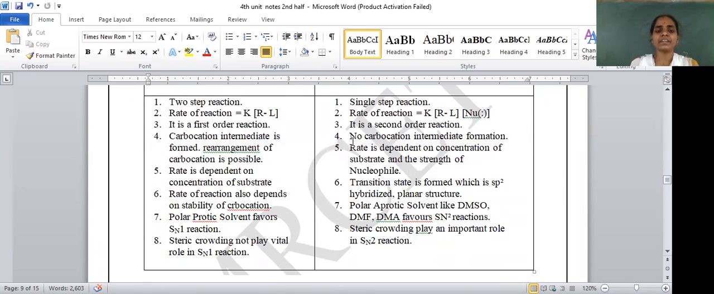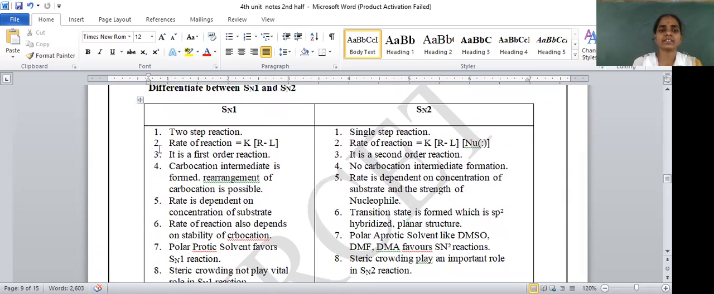And these are some of the differences between SN1 and SN2. The first is a two-step process and the second is a single-step process. Here the rate of reaction depends only on the concentration of the substrate, and here the rate of reaction depends on both the substrate and the nucleophile. Third, the first is a first order reaction, and here the order is second order.